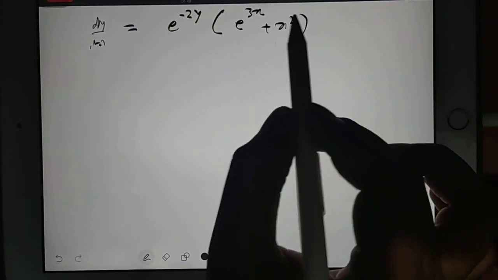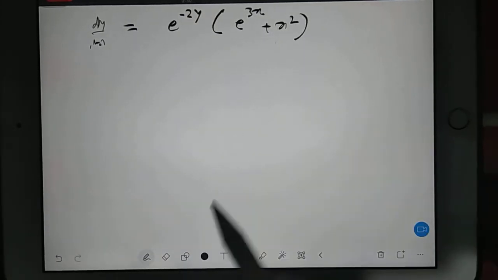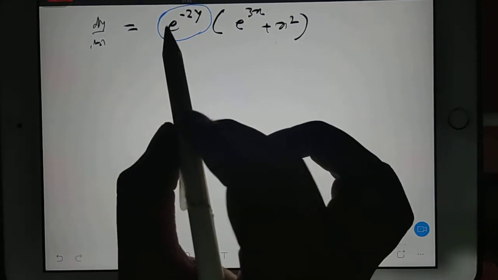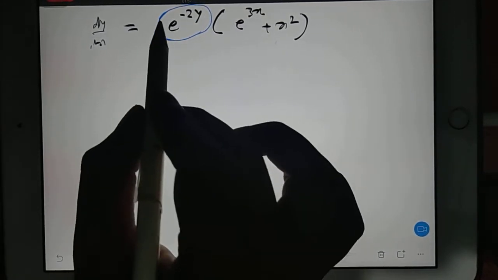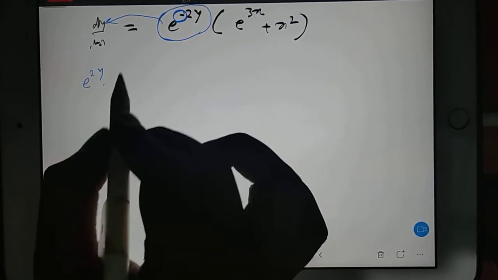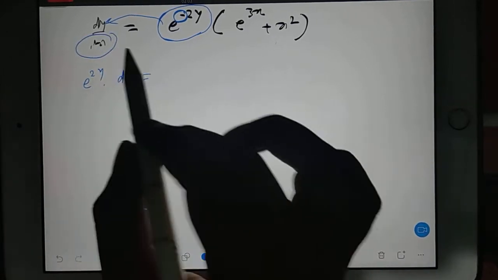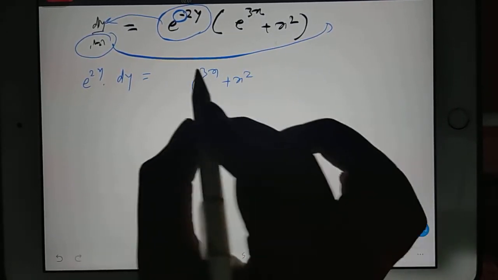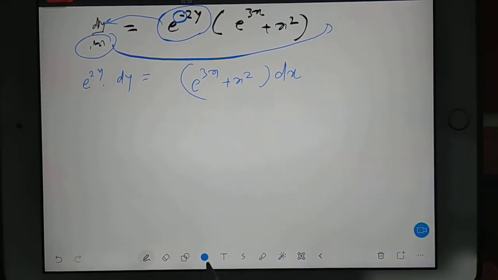So we can clearly see that the y part we can send to this side. If you send it this side, the power will change, this will be positive. So e power 2y dy. After that, the dx you send to this side, so it will be e power 3x plus x square dx.